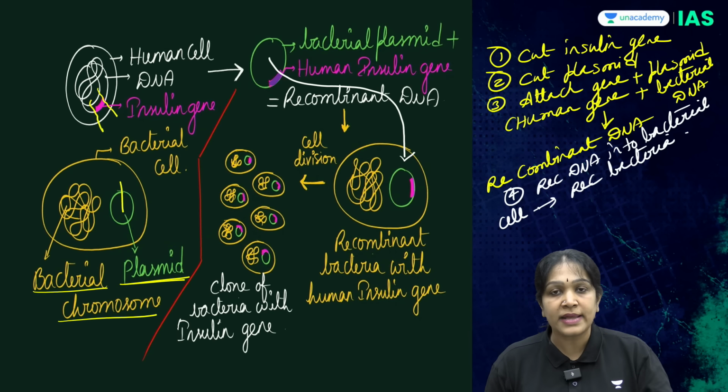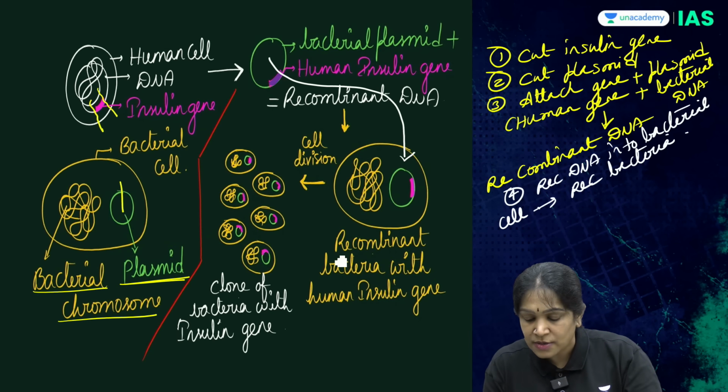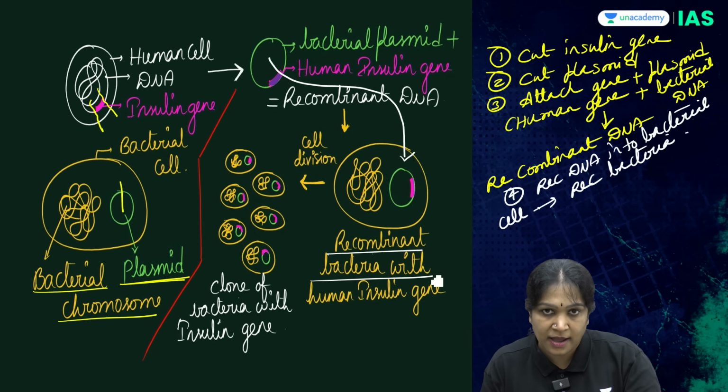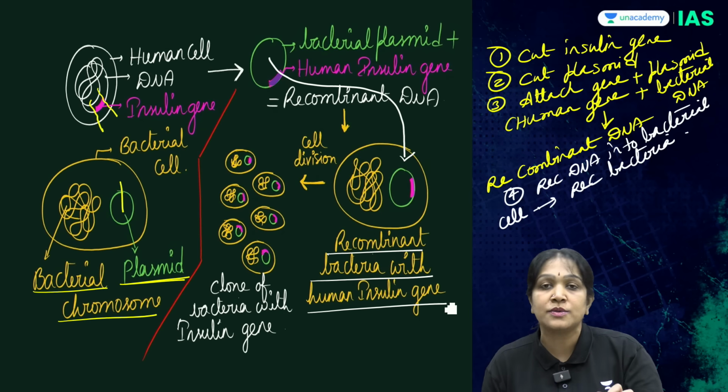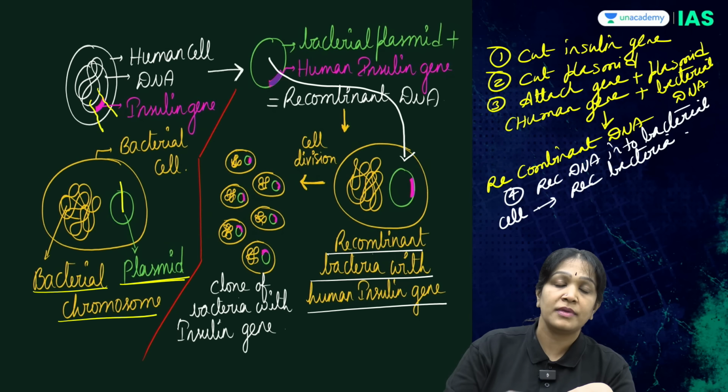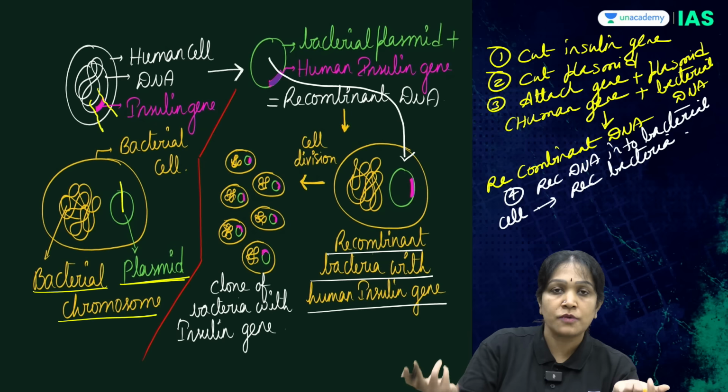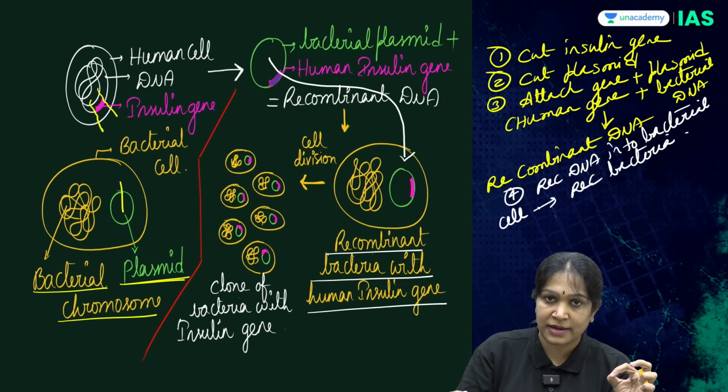The bacteria containing the recombinant DNA is called recombinant bacteria. This is the recombinant bacteria with the human insulin gene. A bacterium with the human insulin gene. So we call it recombinant bacteria.